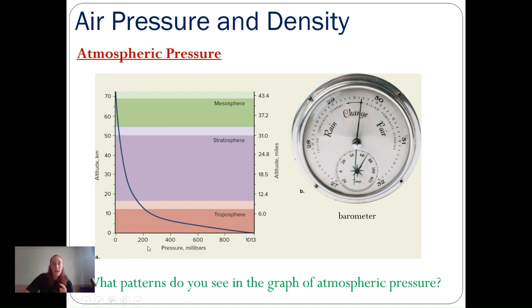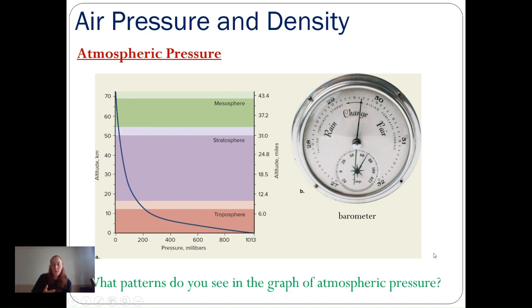If we're looking at atmospheric pressure, we have pressure here in a unit called millibars. Close to the surface at sea level, it's about 1,000. And then we have altitude. As you go up in the atmosphere, what you should notice is that the pressure decreases. It gets lower and lower and lower.